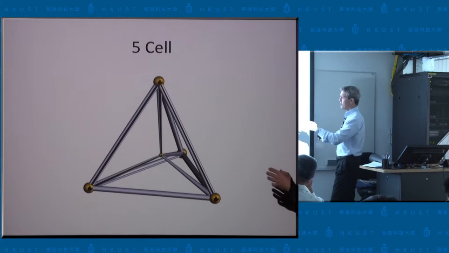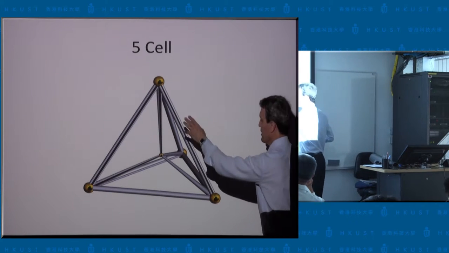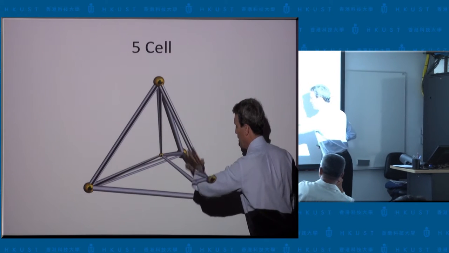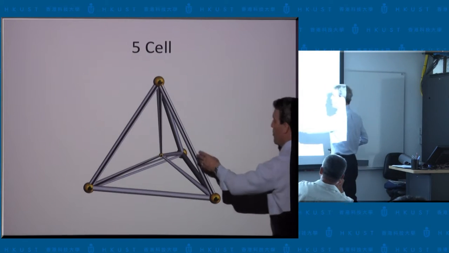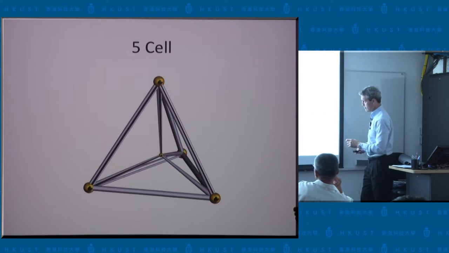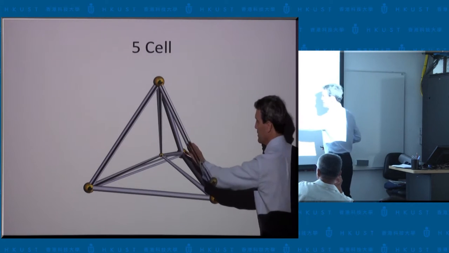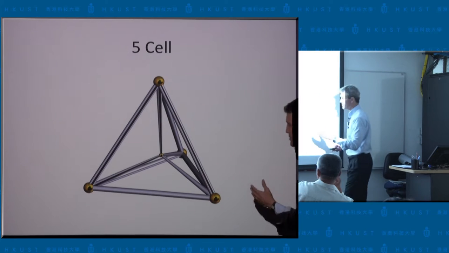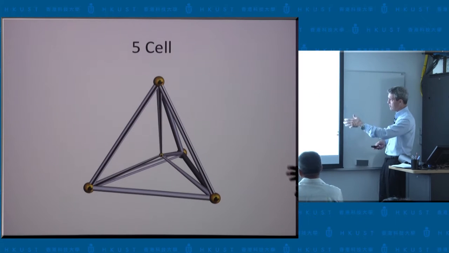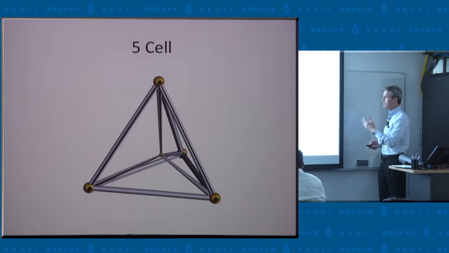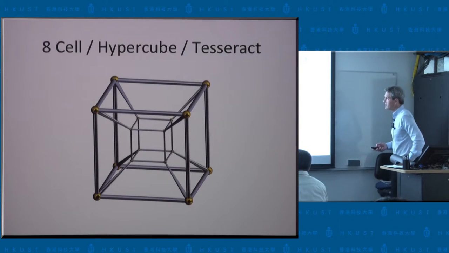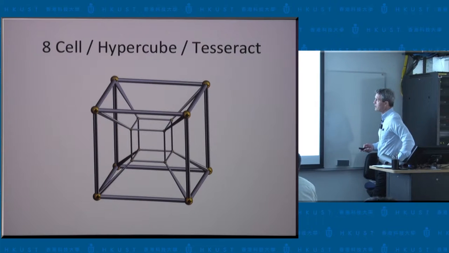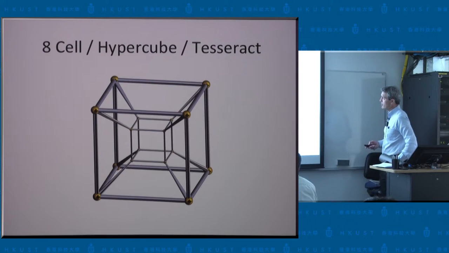It's sort of like here in this one, so there's an outside tetrahedron, and then there are four on each face. It's connected to a tetrahedron, so that gives you four more tetrahedra, altogether five tetrahedra. This is the five cell. Okay, and then there's an eight cell. This is the analog of the cube. It's also called the hypercube or the four cube or sometimes the tesseract.